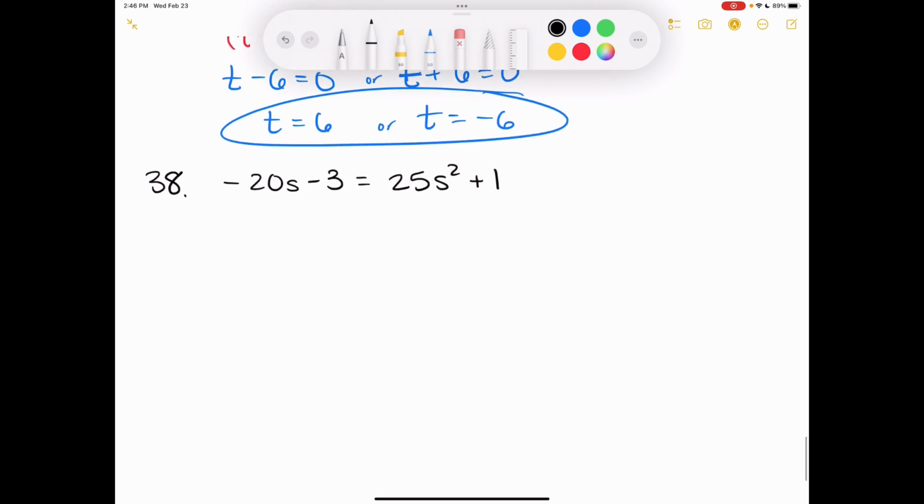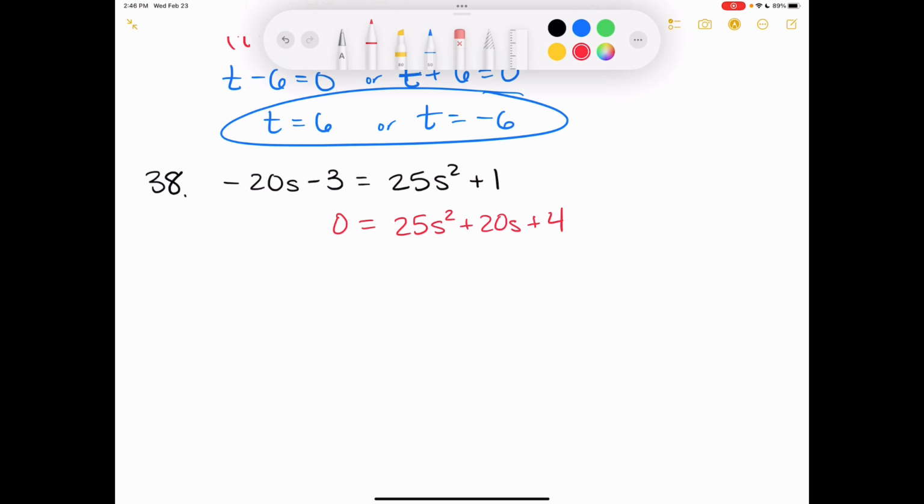All right, let's go ahead and go over this one. So what did we do? So I added 20s and negative 3 to the right side. So you had 25s squared plus 20s, and then add the 3 over, so that would be plus 4 with adding the 1.